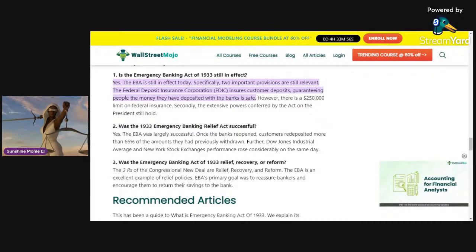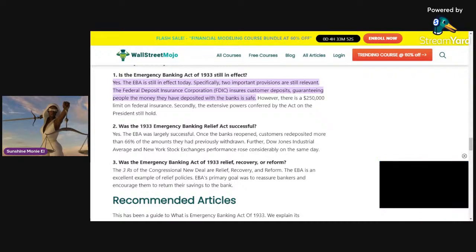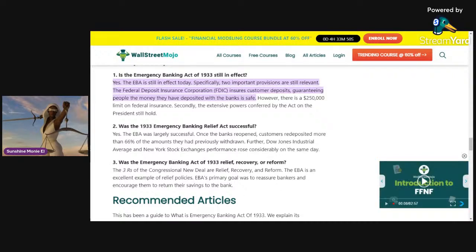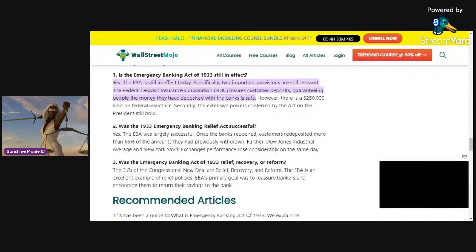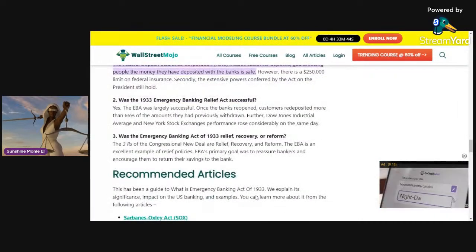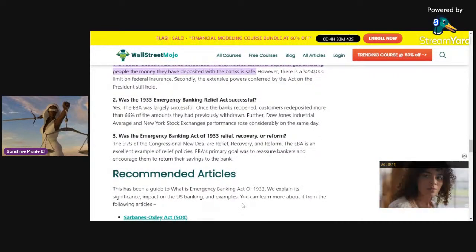Was it relief, recovery, or reform? The 3 R's of the Congressional New Deal are relief, recovery, and reform. The EBA is an excellent example of relief policies. The EBA's primary goal was to reassure bankers and encourage them to return their savings to the bank.